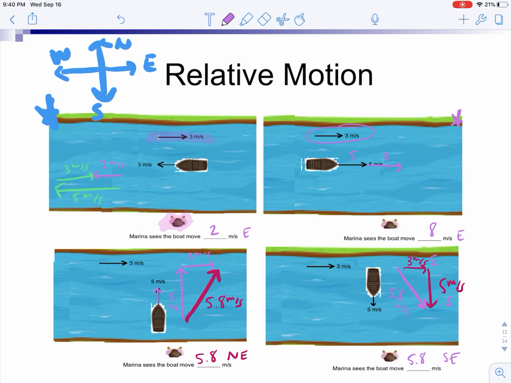Relative motion is basically vector addition. So make sure you don't forget your rules from the beginning of the unit.